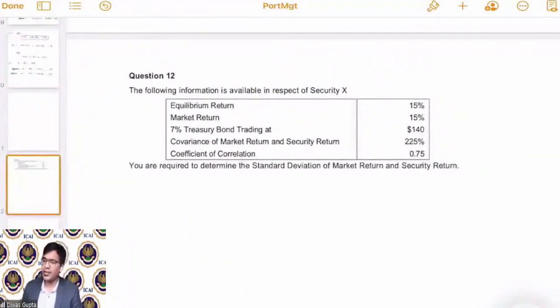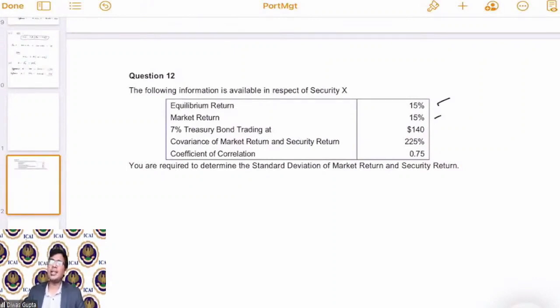Question number 12 says that the following information is available in respect of security X. Equilibrium rate is given, market return is given, a 7% treasury bond is also given, covariance between market and security return is also given, and the coefficient of correlation is also given. You're required to determine the SD of the market return and the security return.